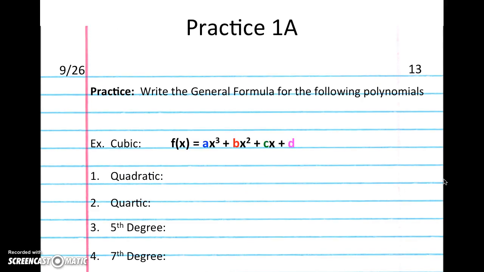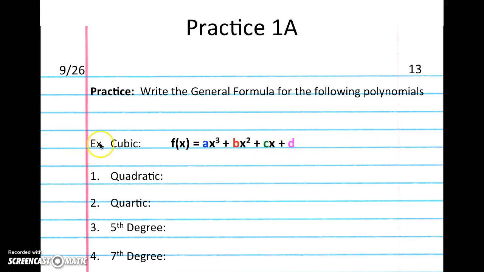All right, here's some practice problems for you. This is also going in your notebook. I also will be looking for this as well. So practice is to write the general formula for the following polynomials. I want you to also write that down. Practice, write the general formula for the following polynomials. So when you come back in your notebook, you know exactly what you were doing.